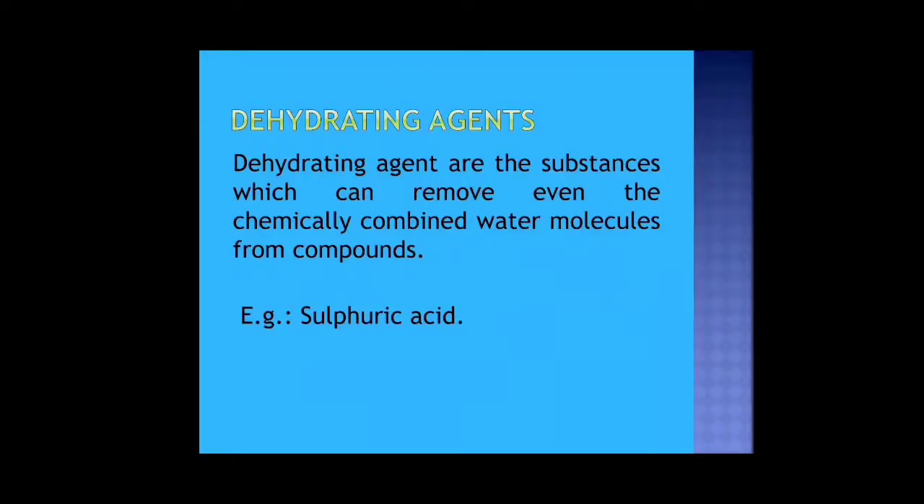What does a drying agent do? A drying agent just removes water which is present. It does not enter any molecular formula. It just removes water which is present, whereas dehydrating substances can remove even the chemically combined water molecules from the compounds. Which is a dehydrating agent? That's sulfuric acid. So sulfuric acid can be used as both a drying agent and a dehydrating agent. As a drying agent, generally it is used for many gases, to dry gases.